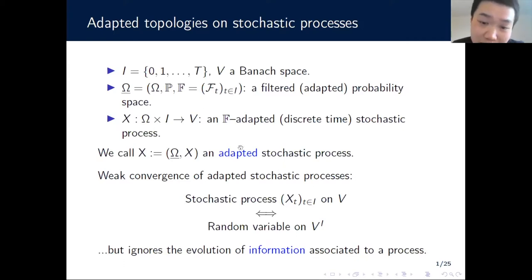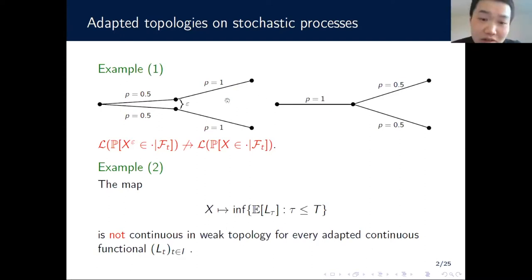Okay, given an adapted stochastic process, we usually regard it as a path-valued random variable, right? And then we can use the weak convergence to compare the laws of different stochastic processes. Of course, this methodology works very well in many cases. However, its weakness is also quite obvious. As you can see, the filtration plays no role in the weak convergence, right? Therefore, we completely ignore the evolution of the information attached to the underlying process.